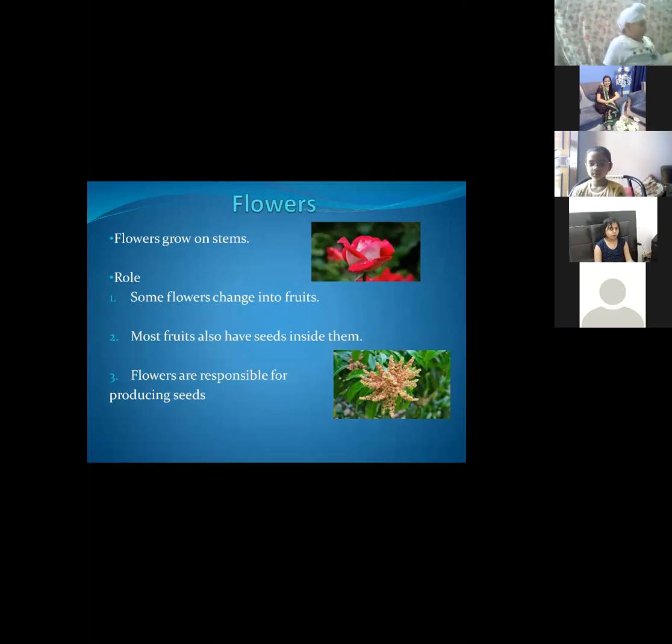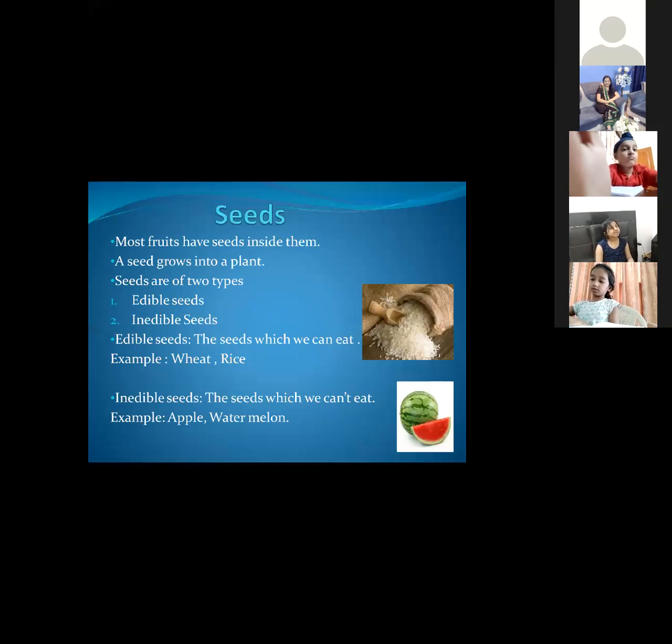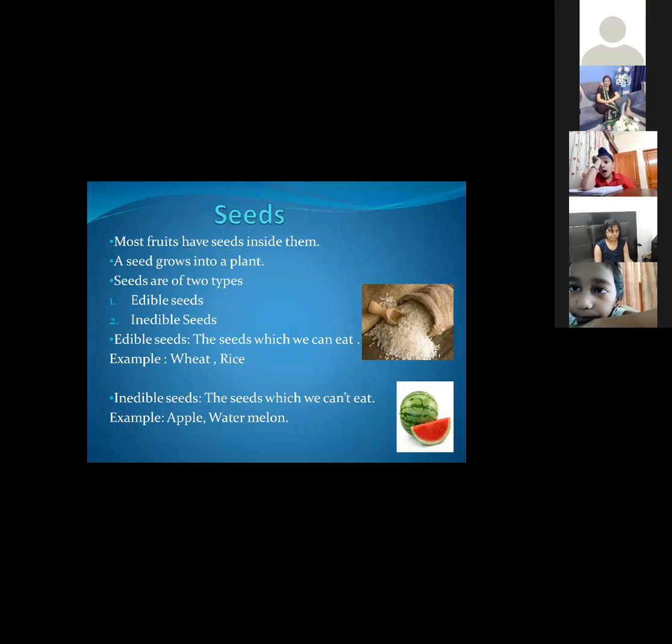Now let me move to another slide. Now seeds. When we talk about seeds, most fruits have seeds inside them. You must have seen this when you cut your fruits. There are seeds inside. Why do they have seeds? What is the role of a seed in a plant? A seed grows into a new plant.